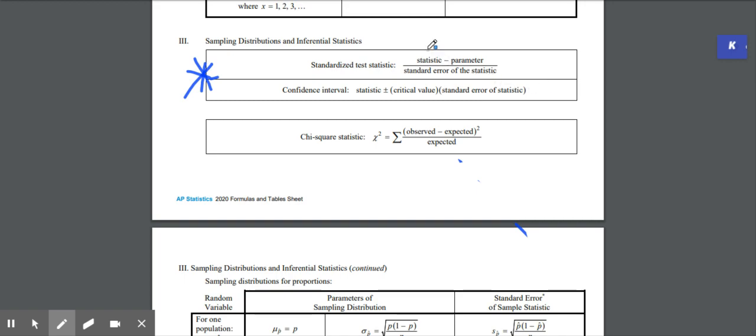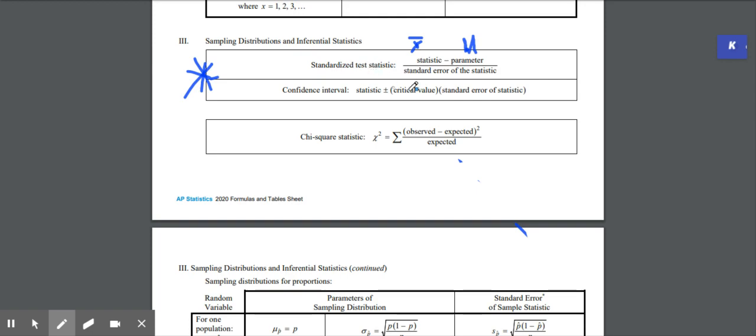The phrase statistic, that's going to be x bar, p hat, could be x bar 1 minus x bar 2, p hat 1 minus p hat 2, anything that represents a statistic. In that sense, the parameter is going to be, if we use x bar for a statistic, the parameter would be mu. And then with proportions, it would be p and so on. So you just think about what world you're living in, proportions and means, and then think about what the statistic is in that world and the parameter.